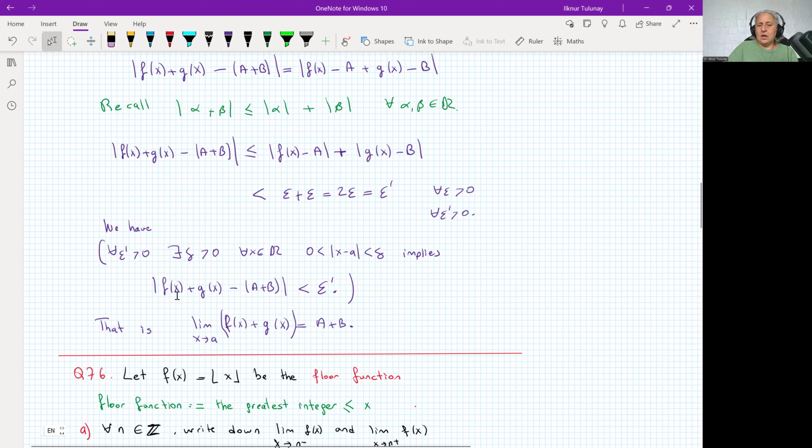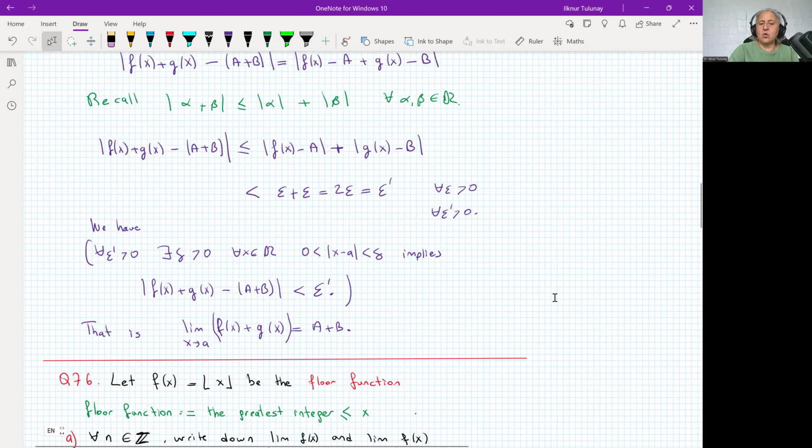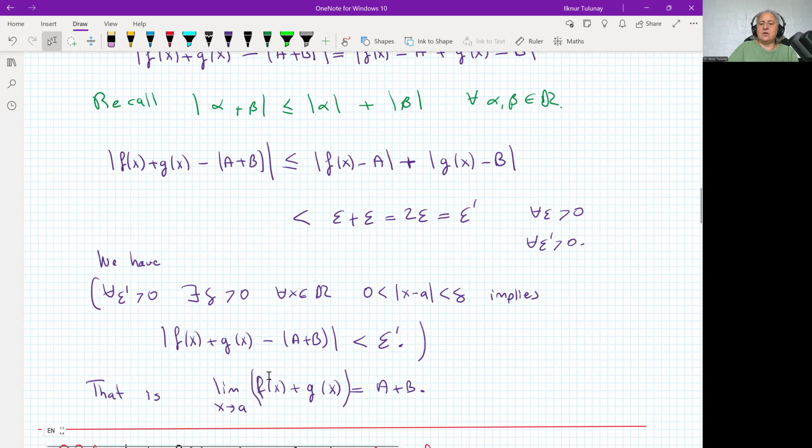And this inequality is satisfied. And this is exactly the definition, in the backwards direction, for the limit. So this means that the limit as x goes to a of f(x) plus g(x) is equal to A plus B. That's all we need to do for this question.